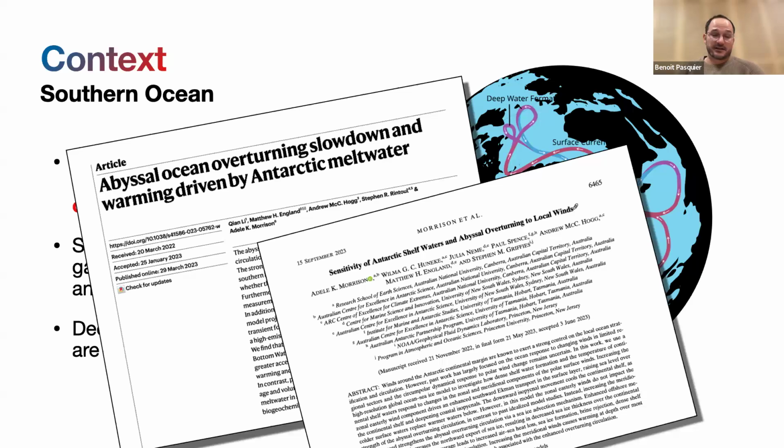There were two very interesting studies from colleagues in Australia that used high resolution ACCESS-OM2 models to look at how this deep water would change with different forcings. There was one where they altered Antarctic meltwater, and so how this affected the abyssal overturning, and then another set of experiments where they changed the winds, the local winds, and this also affects how these deep waters form.